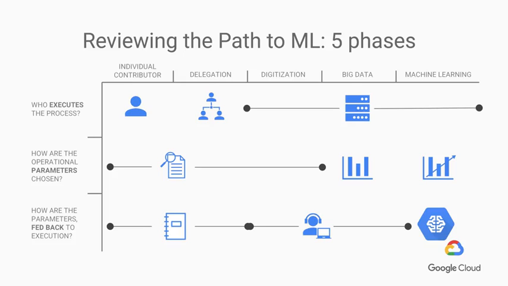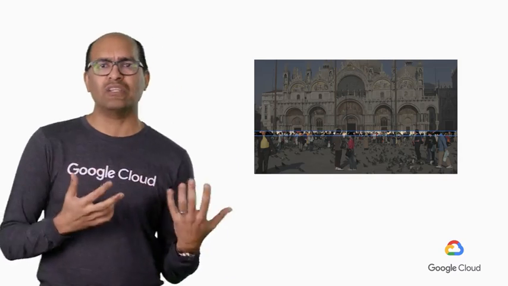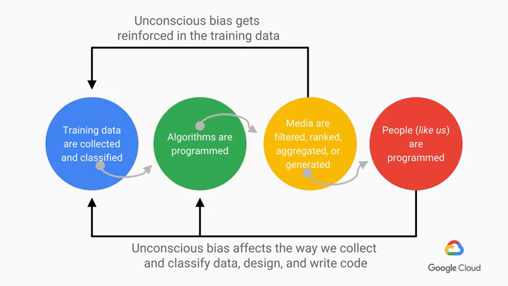And finally, we talked about why fair is not the default in machine learning and how to recognize biases that can be amplified because of the data you use. Unconscious bias affects the way we do machine learning because it can get reinforced in the training data that we collect. It affects the way we collect and classify data, how we design and write code.